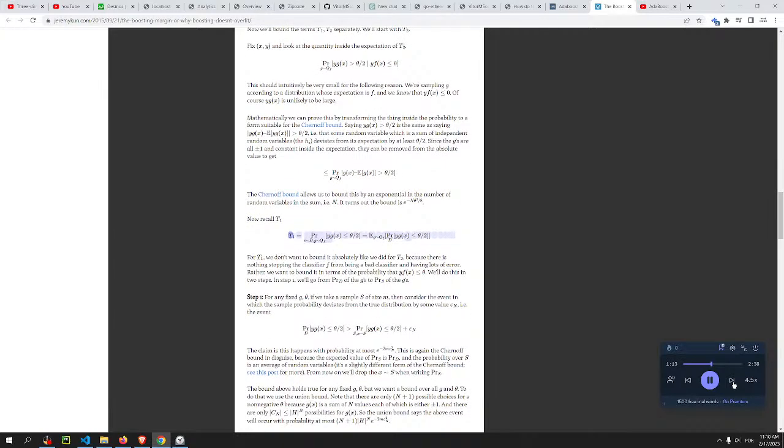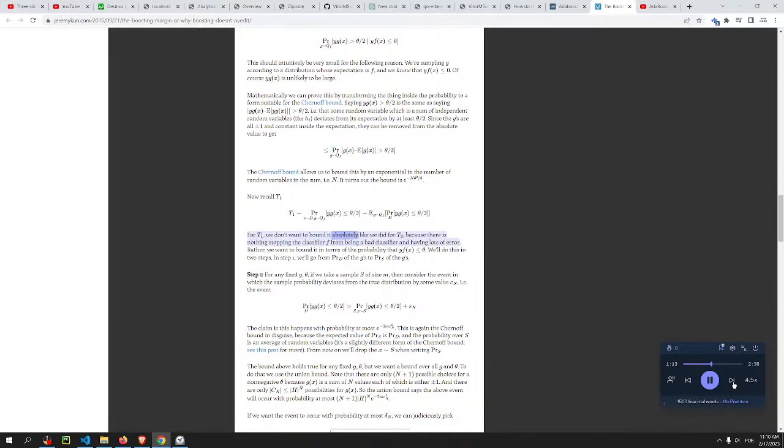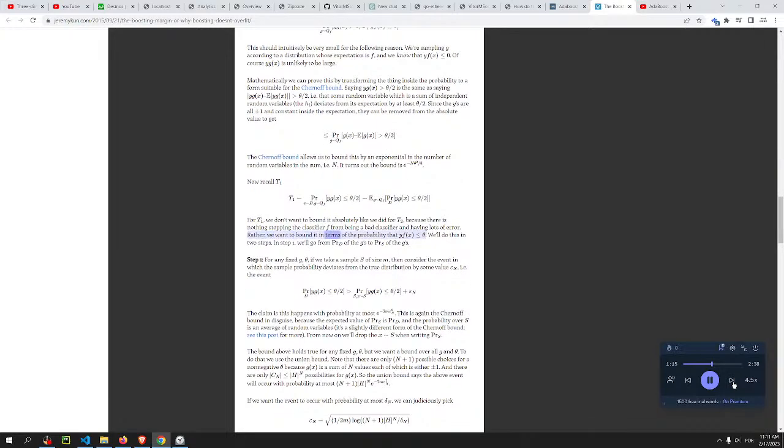Now recall T1. T1 equals Pr_{x~D, g~Q_f}. For T1, we don't want to bound it absolutely like we did for T2, because there is nothing stopping the classifier f from being a bad classifier and having lots of error. Rather, we want to bound it in terms of the probability that yf(x) is less than or equal to theta. We'll do this in two steps.